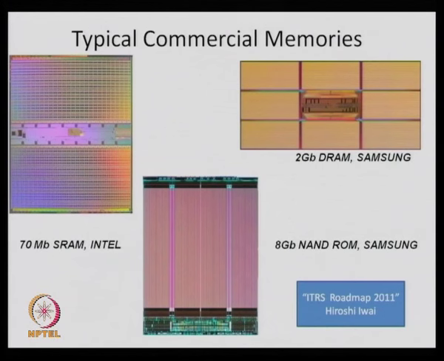These are typical commercial memories. We have a 70 MB Intel SRAM, which is on the left, this half here and half down. Then this is Samsung's 2 GB DRAM. Of course, I have a photograph of 4 GB, but I think this was better, so I put the 2 GB photograph. You can see this is 2 GB DRAM.